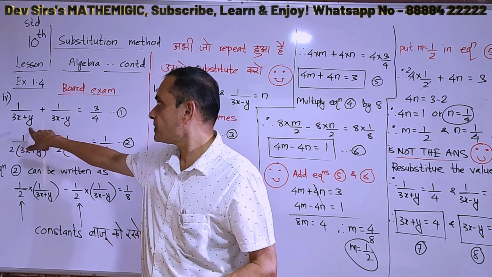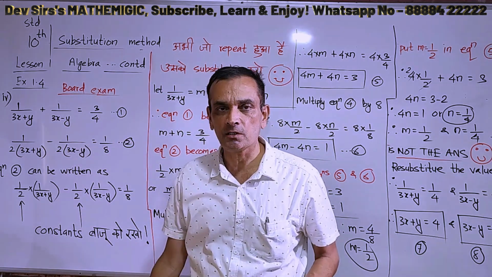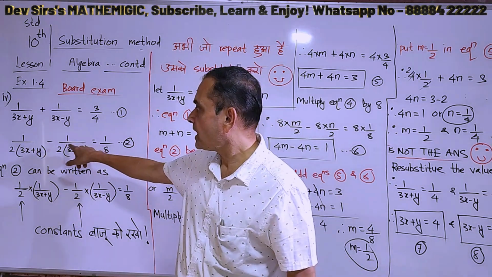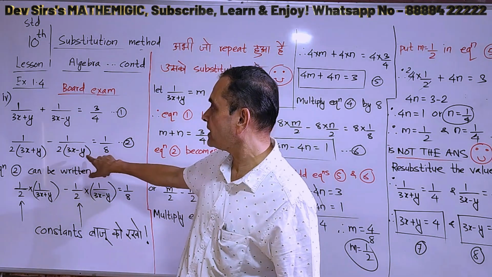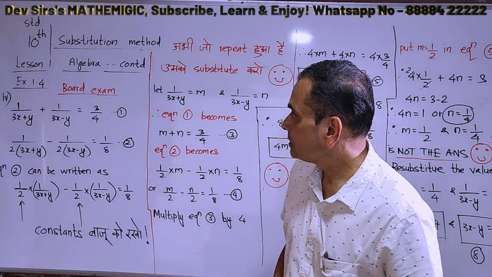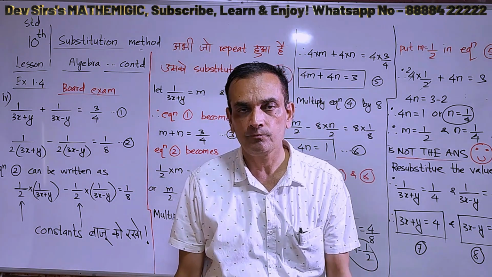1 upon 3x plus y plus 1 upon 3x minus y equal to 3 by 4, first equation. 1 upon 2 into 3x plus y minus 1 upon 2 into 3x minus y equal to 1 by 8, second equation. दोनों simultaneously solve करने हैं.